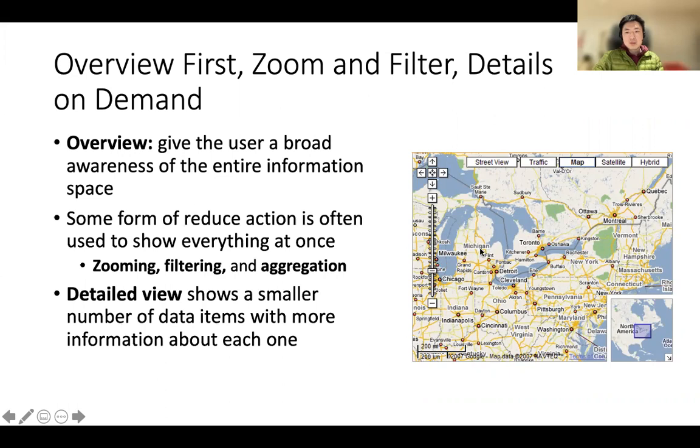Even this is a more detailed view than the entire overview, but there's still lots of information being hidden from the user. For example, if you want to know the details about a particular place, the user usually would have to click on the city, for example, Detroit or Toronto, and then Google Maps would provide more details about that particular place. And that's what is called details on demand.